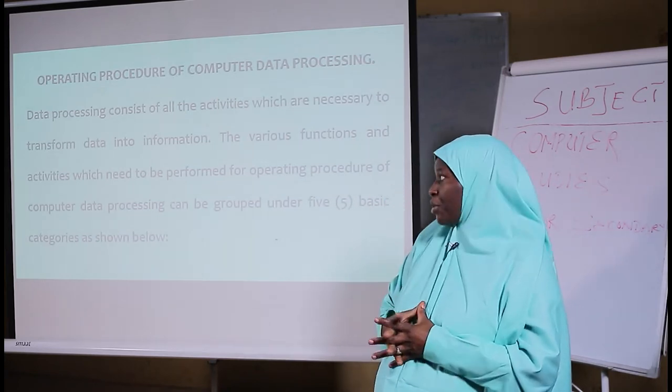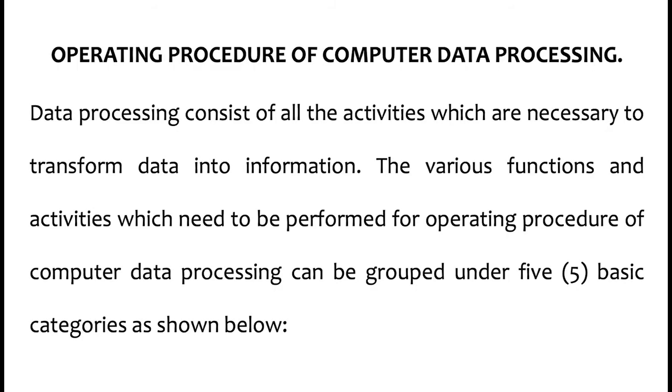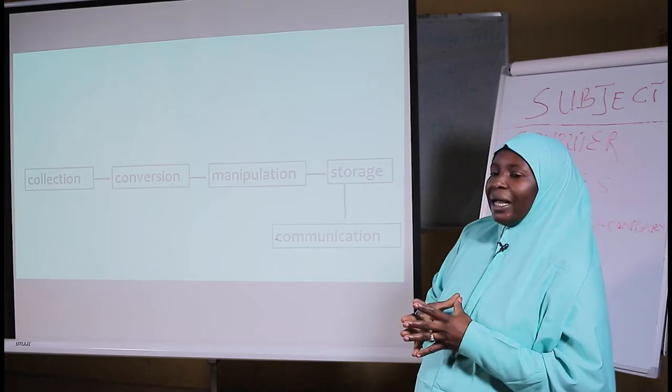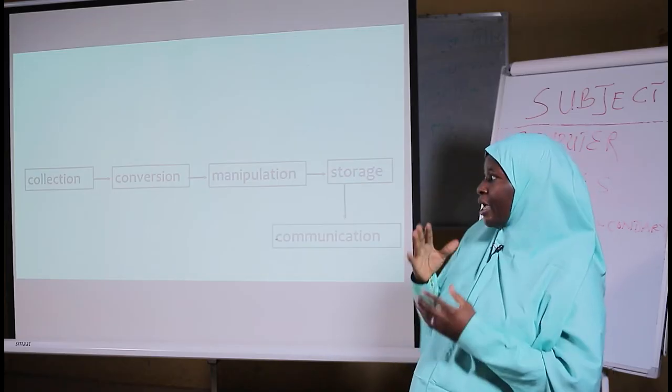The various functions and activities which need to be performed for operating procedures of computer data processing can be grouped under 5 basic categories as shown below. We have the collection, conversion, manipulation, storage, and communication. These are the 5 basic categories.